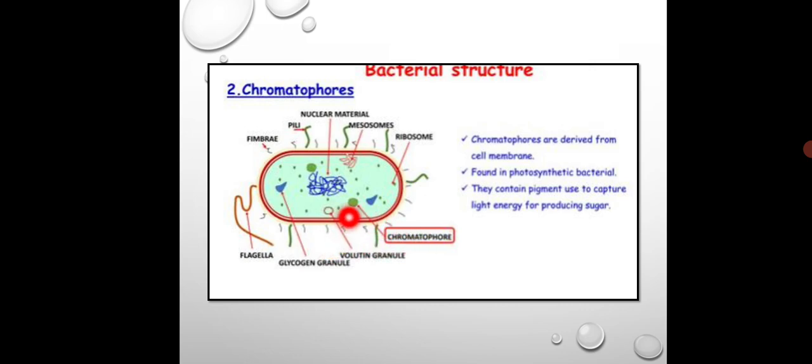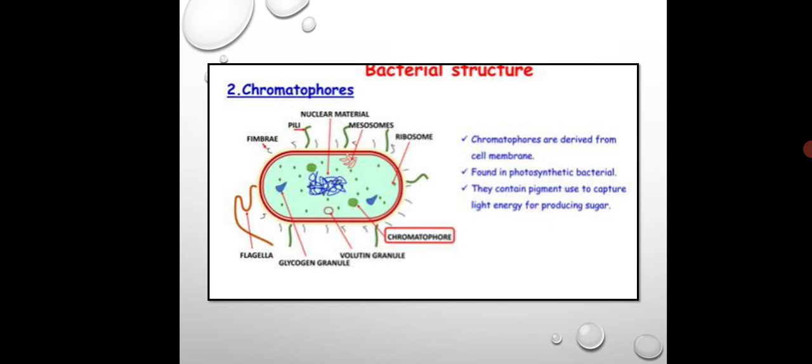Here the green round shape is the chromatophores, and the chromatophores are derived from the cell membrane. They are found in the photosynthetic bacteria. They contain the pigment which is used to convert light energy into chemical energy.